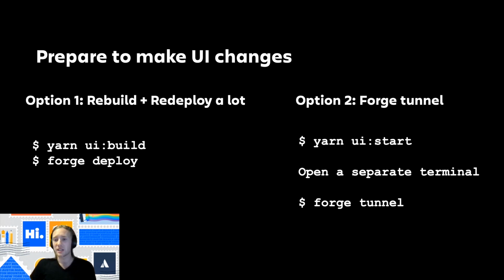Also, if you're on an M1 MacBook, I'm not sure how many of you are, but there's also been some recent performance concerns with the Forge tunnel just taking a while to reload changes. So it might honestly be faster to just use UI build and Forge deploy. But both are options that should work.